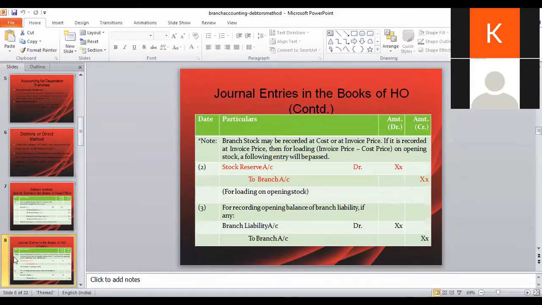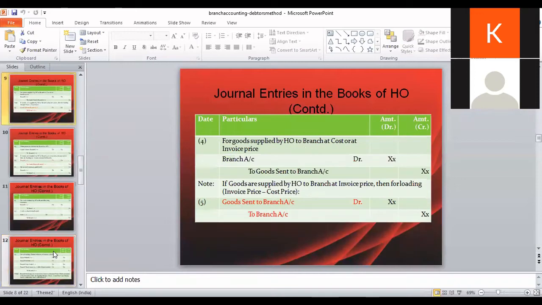Yes, sir. Okay. Then the next one is when goods are sent to branch, which is one of the most important entries. Goods are sent to branch by head office. For that the simple entry is branch account debit, because my branch is the receiver, so I have to book the entry in the name of that branch. If it is Goa branch, we'll write Goa branch account. If it's Pune branch, we'll write Pune branch account. That will be debited, and credit will be given to goods sent to branch account. Yes or no? Is this part clear?